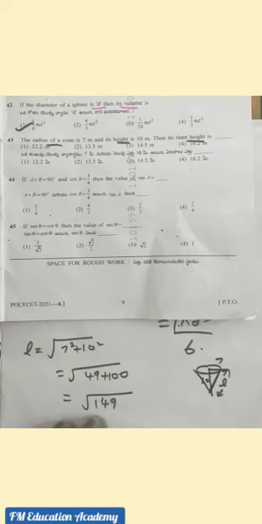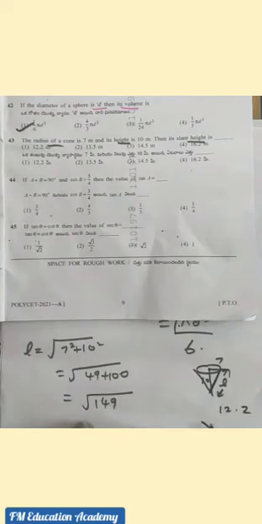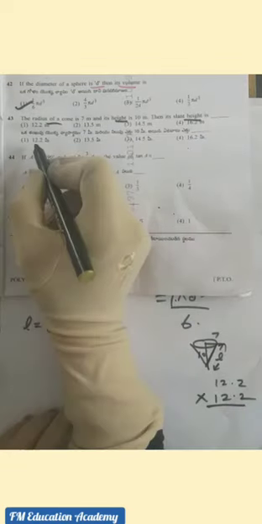Now 149 is a prime number, right? It won't go in any other table, and it is not a perfect square also. Then how will you do it? See here we have 12.2. Multiply 12.2 into 12.2. 12 12s are 144. So 12.2 into 12.2 will be more than 144. So the answer can be option 1 also.